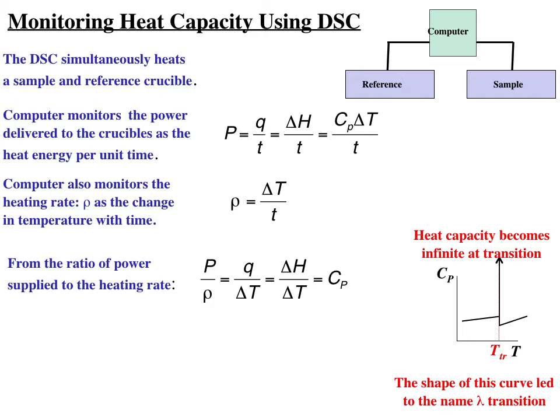And of course, the heat at constant pressure is C sub P delta T with time. So all these relationships are monitored by the computer. Of course, it's going to measure the watts of power that it's putting into the heating element, and that is directly relatable to either delta H over T or C sub P delta T over T.